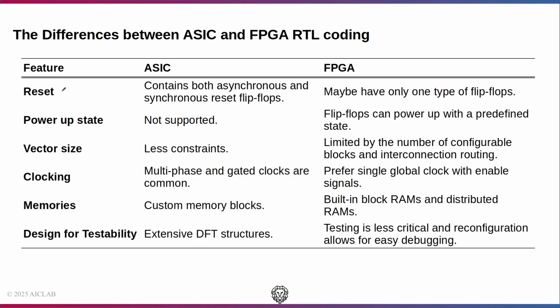What are the differences between ASIC and FPGA RTL coding? The first main difference is reset. ASIC standard cells library usually contains flip-flops with both asynchronous and synchronous reset. But FPGA may only support one type of flip-flop. For example, Altera and Xilinx usually recommend using only synchronous reset.